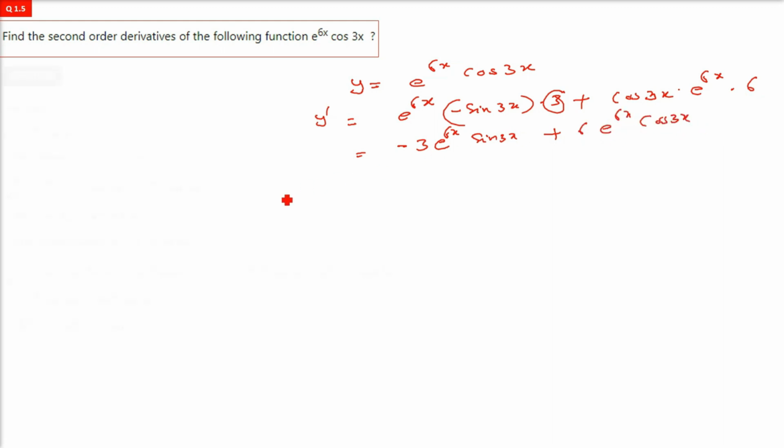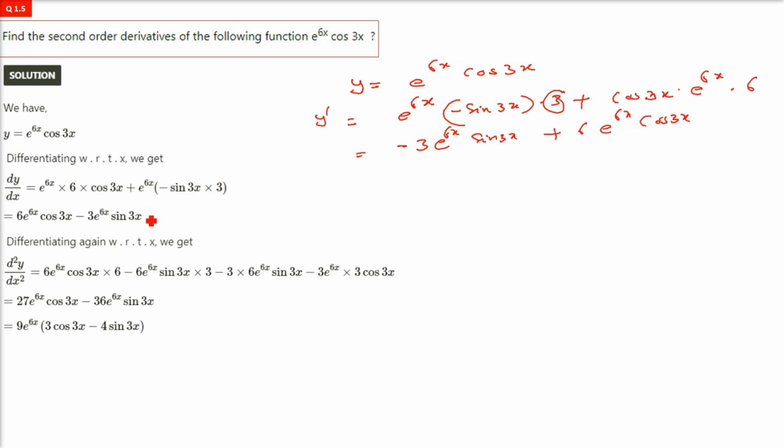As I said, those who want to do it by themselves can just have a look. They can refer to the solution. Now, we have to put this negative in between. We always say that the negative should be in between. So, I'm just swapping the terms. It will be 6 e raise 6x cos 3x minus 3 e raise 6x sin 3x.